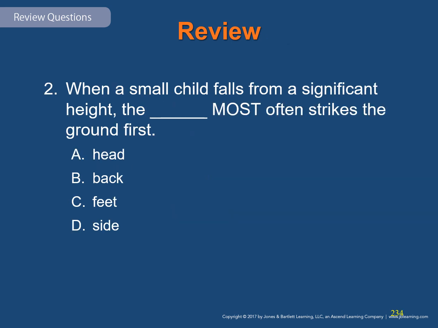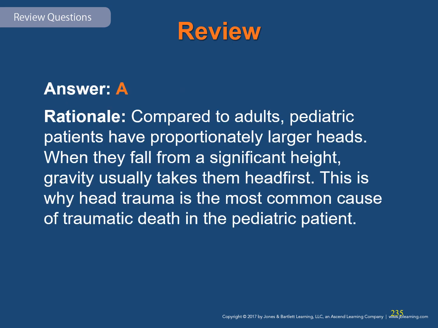Review question 2. When a small child falls from a significant height, the blank most often strikes the ground first. A. Head. B. Back. C. Feet. D. Side. The correct answer is A.